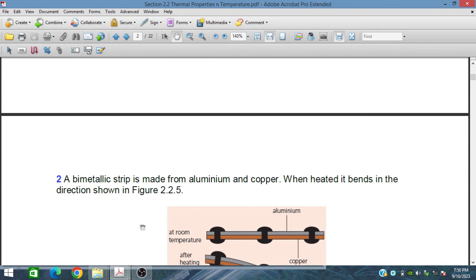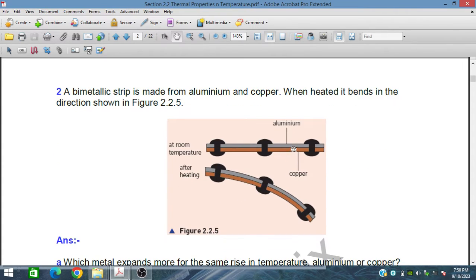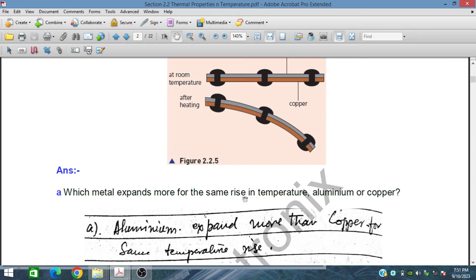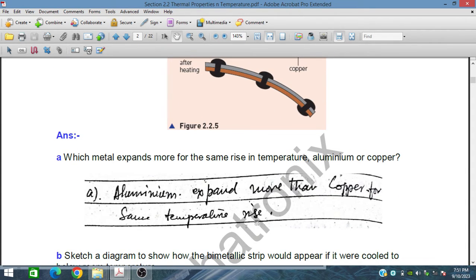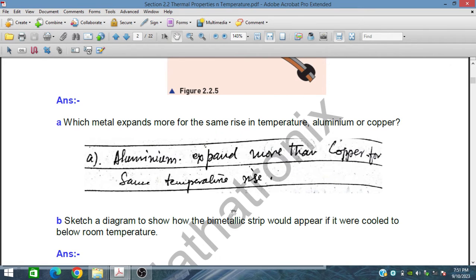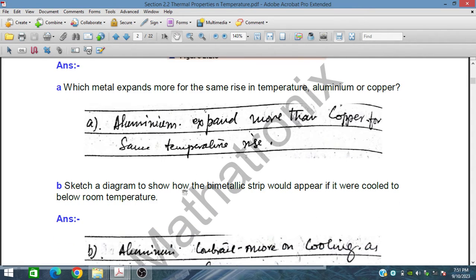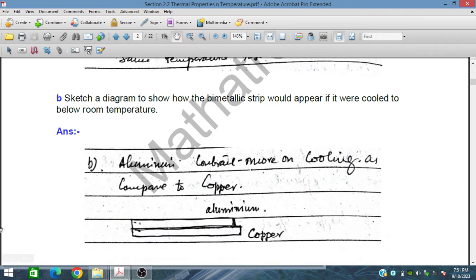Question number 2, we have a bimetallic strip made from aluminum and copper. When heated, it bends in this direction as shown in figure 2.25. So this is aluminum and this is copper, and after heating it will expand like this. Which metal expands more for the same rise in temperature, aluminum or copper? Aluminum expands more than copper for the same temperature rise because of its thermal expansion. Sketch a diagram to show how the bimetallic strip would appear if it were cooled to below room temperature. Aluminum contracts more on cooling as compared to the copper.